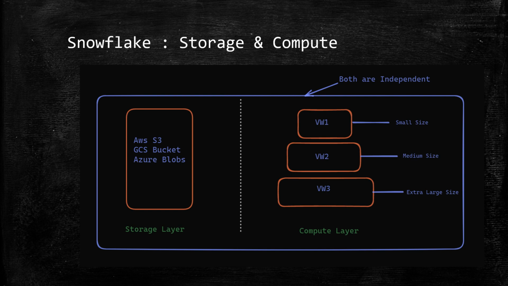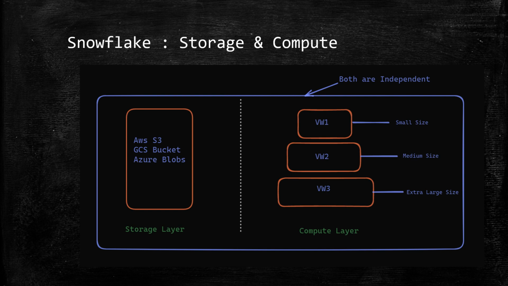Now, the compute layer is nothing but virtual machines, and we call them virtual warehouses. In AWS, it is EC2, and in GCP, it is Compute Engine. These virtual warehouses can be created based on our requirement. So let's say if you want to run just a DDL statement, then you can spin up a very small size virtual warehouse that will work fine, or one node or two nodes.